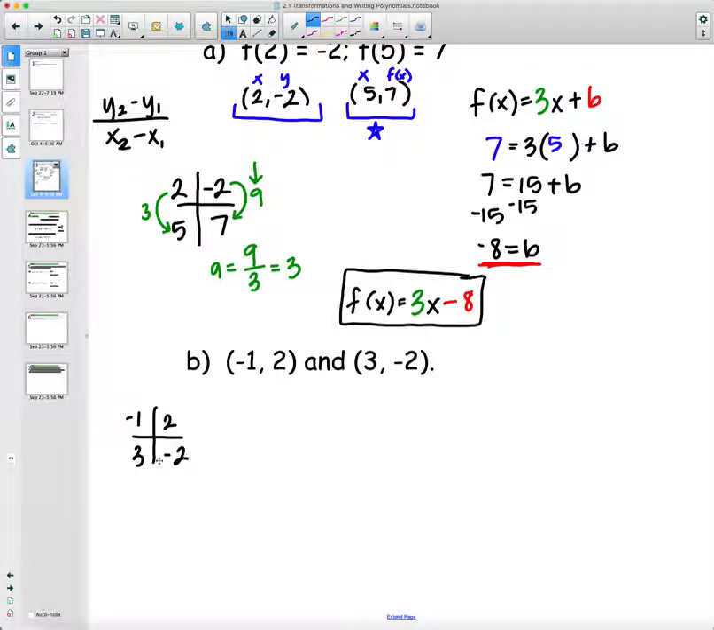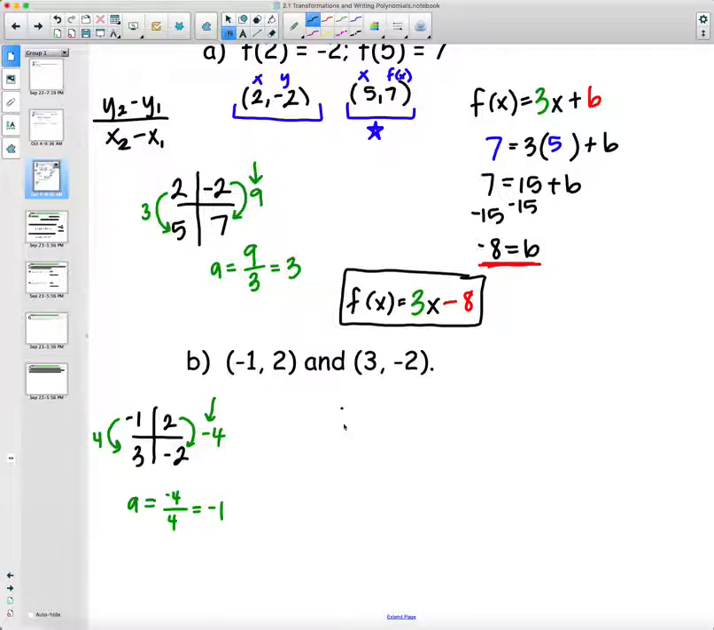So -1, 2, and then 3, -2. Change in y, so from 2 to -2 is down 4. From -1 to 3 is up 4. Your slope is always the y on top, so -4 on top, x on bottom. Okay, so change in y over change in x, and that's going to equal -1.